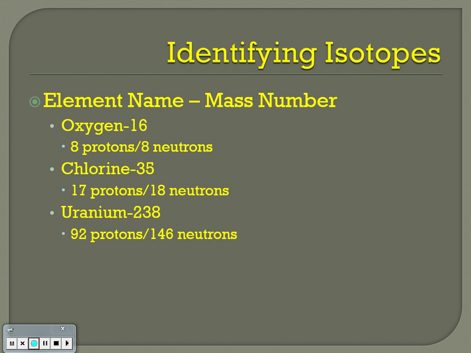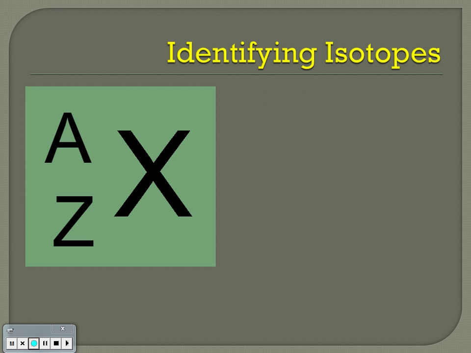One other way that we can distinguish isotopes from each other is using the atomic symbols. So, this is a generic version of the symbol. It does not represent any element in particular. But we start off with the symbol itself. We usually make that a big symbol.